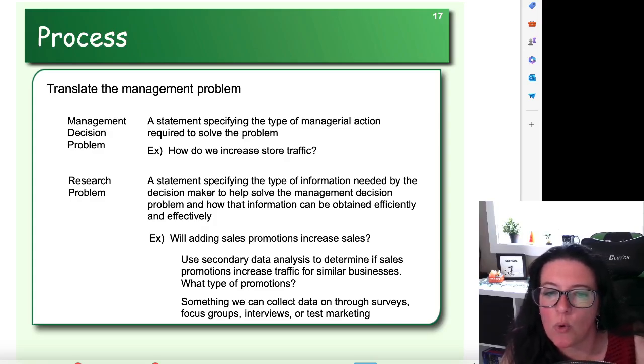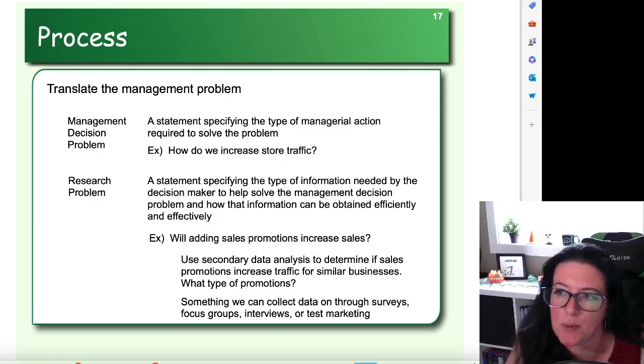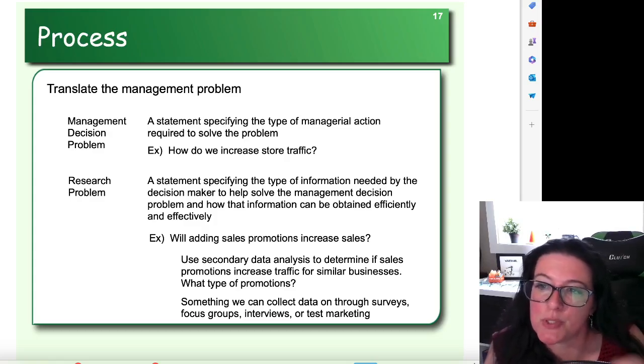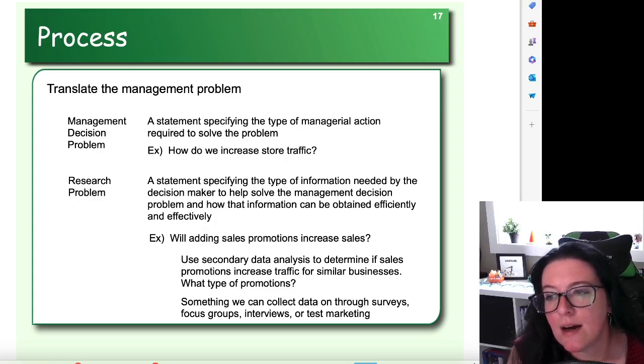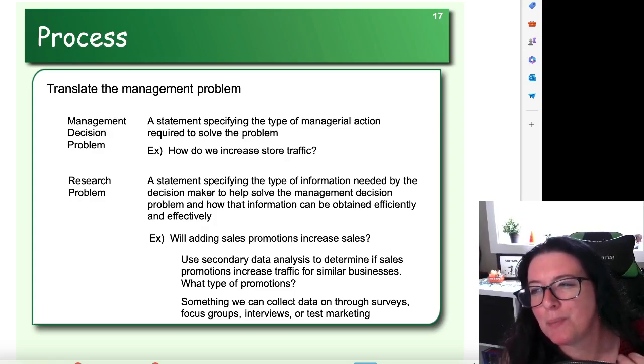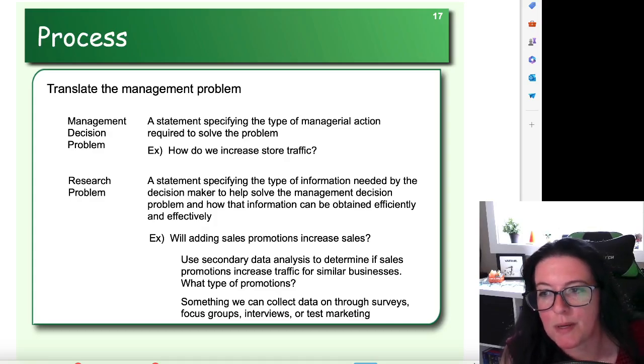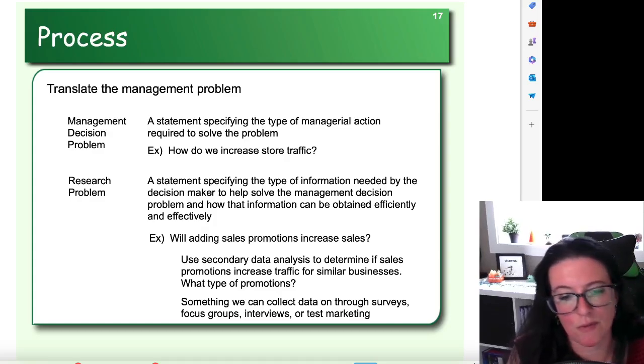That's going to lean us more towards a test market or observational research as opposed to surveys, because it asks about adding sales promotions and people's behavior. It's not about people's opinions or feelings, which would be more for surveys and focus groups. So the wording of the research problem is going to indicate what kind of research design we're going to do.